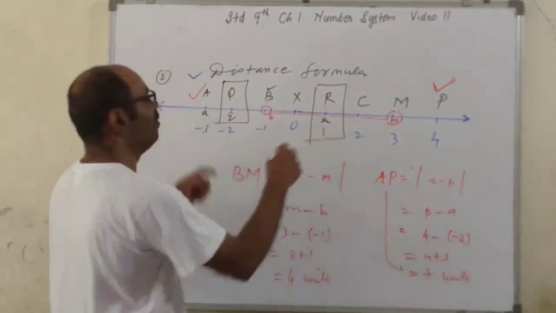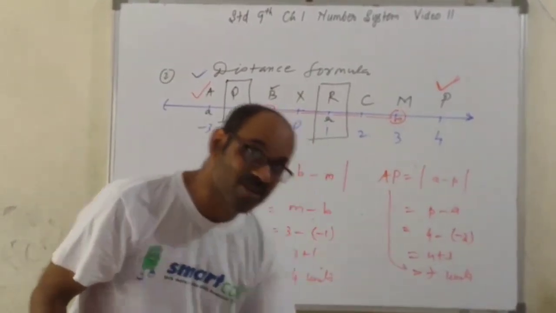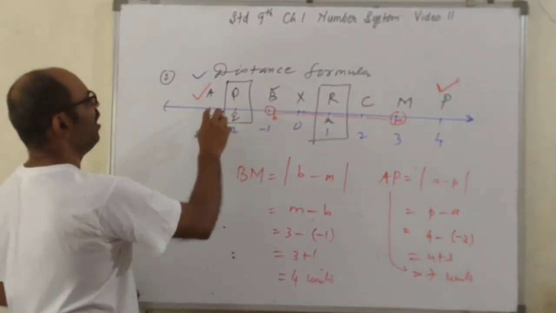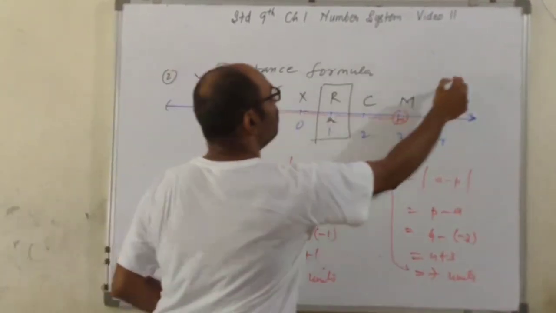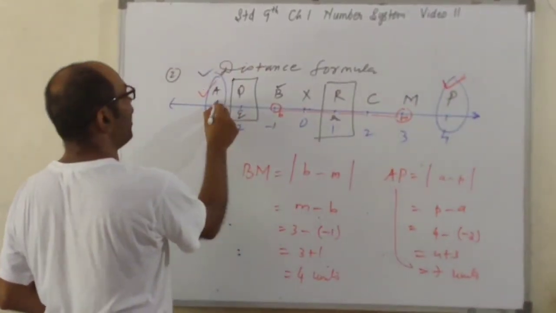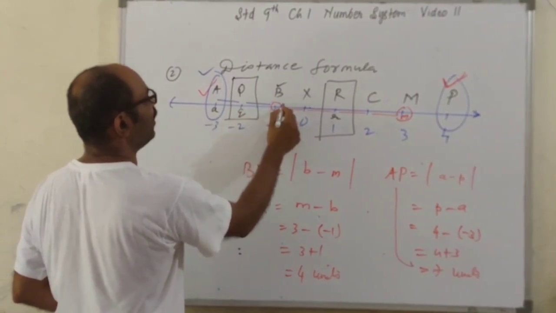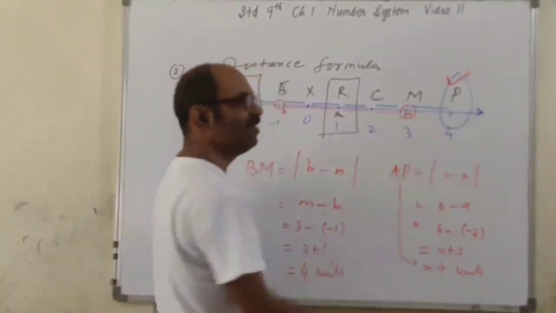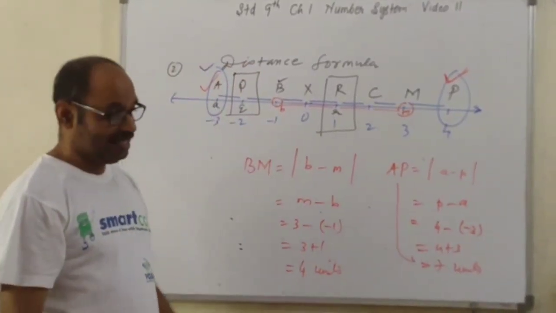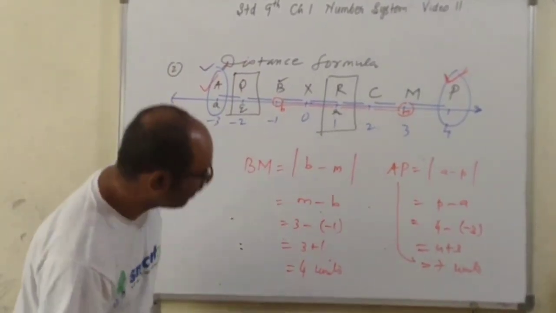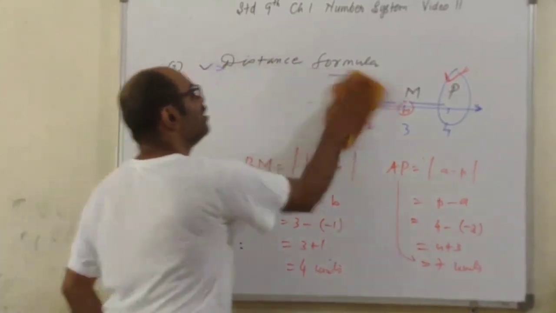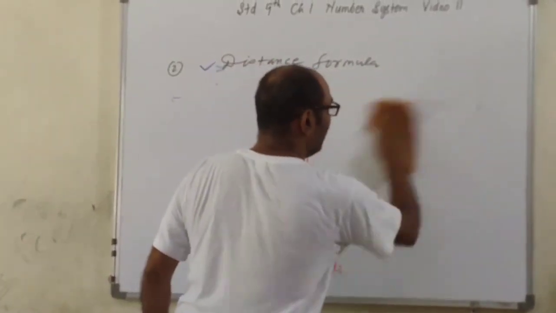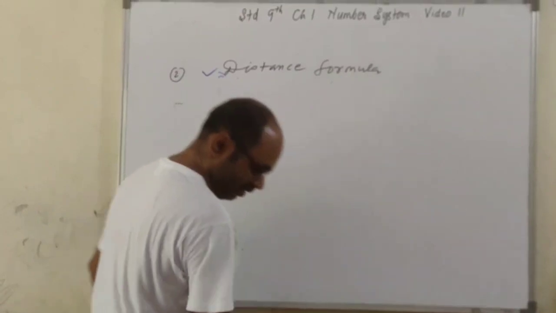So what is the distance between point A and P? 7 units. Let's verify. A is here and P is here. Now this is A to P: 1 unit, 2 units, 3 units, 4 units, 5 units, 6 units and 7 units. Can you see? So you should know about this distance. Alright, let's see a question based on the distance formula.